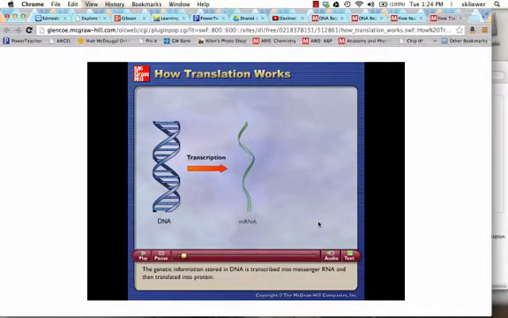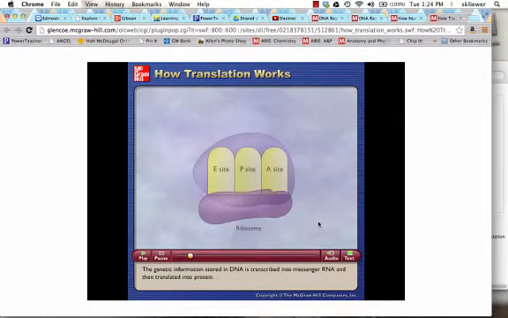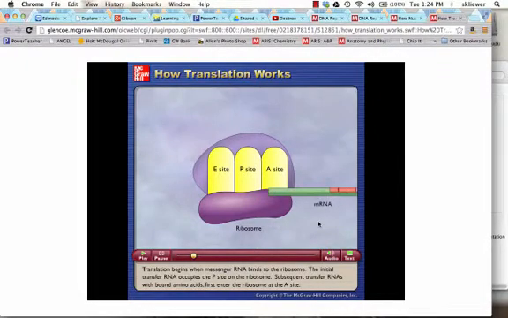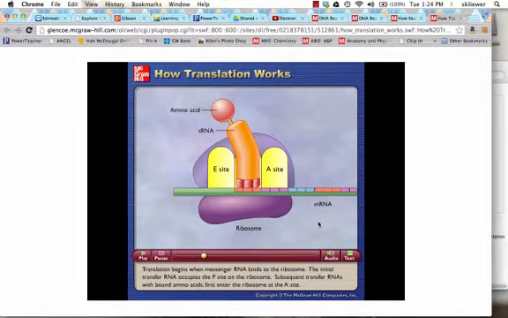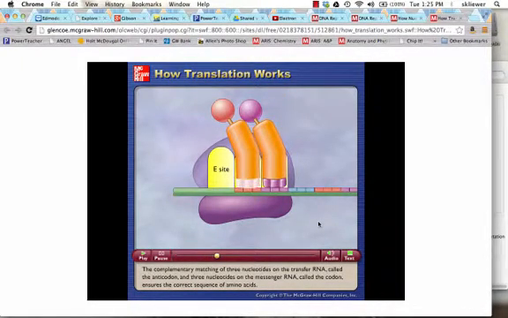Translation begins when messenger RNA binds to the ribosome. The initial transfer RNA occupies the P site on the ribosome. Subsequent transfer RNAs with bound amino acids first enter the ribosome at the A site. The complementary matching of 3 nucleotides on the transfer RNA, called the anticodon, and 3 nucleotides on the messenger RNA, called the codon, ensures the correct sequence of amino acids. The messenger RNA passes along the ribosome in short spurts of 3 nucleotides at a time.